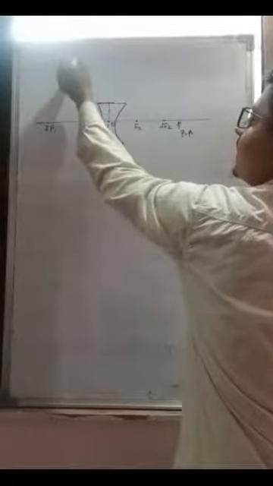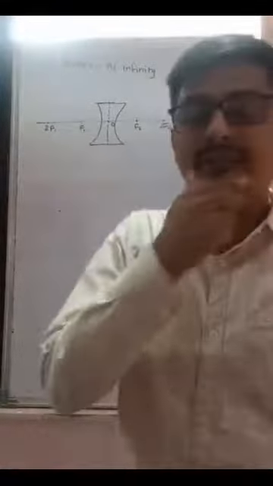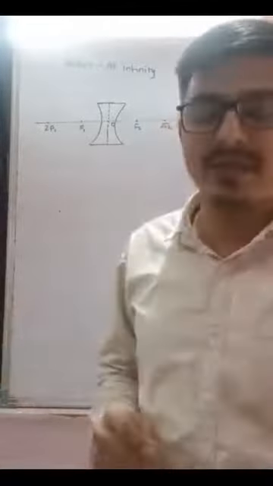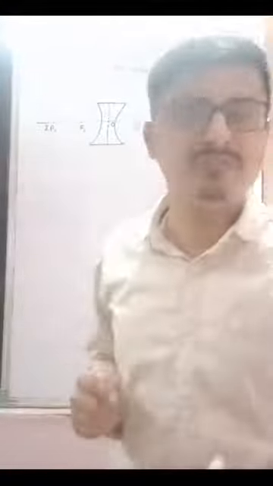Now there are three diagrams that we have to learn. First is the object at infinity. We saw that when the object is at infinity and kept in front of the convex lens, the image is obtained at the focus, and that image was real and inverted.